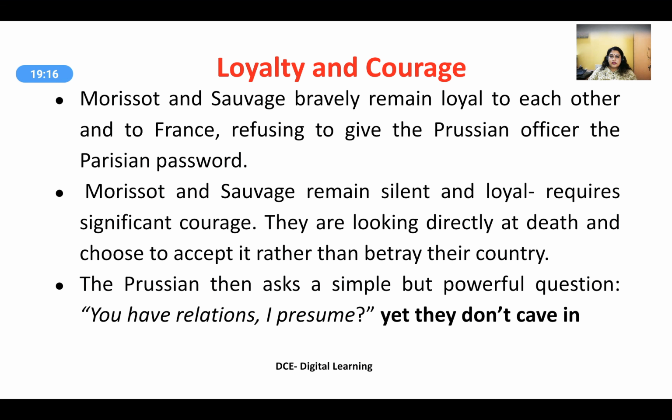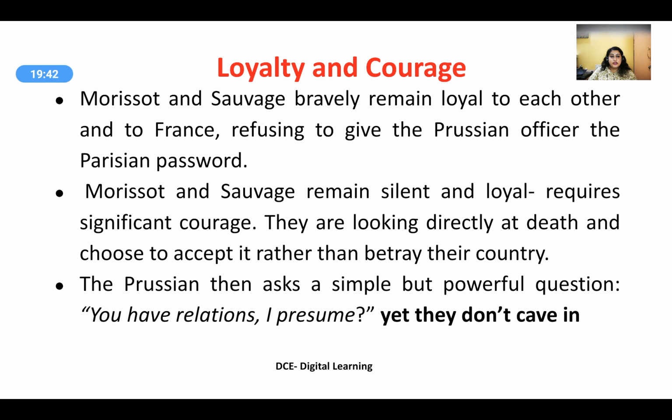Let us go towards the second theme, the most prominent theme here, loyalty and courage. Loyalty means being loyal towards another person or country for that matter, and courage is that positive trait which one displays in times of adverse circumstances. Morisot and Sauvage bravely remain loyal to each other and to France, refusing to give the Prussian officer the Parisian password.